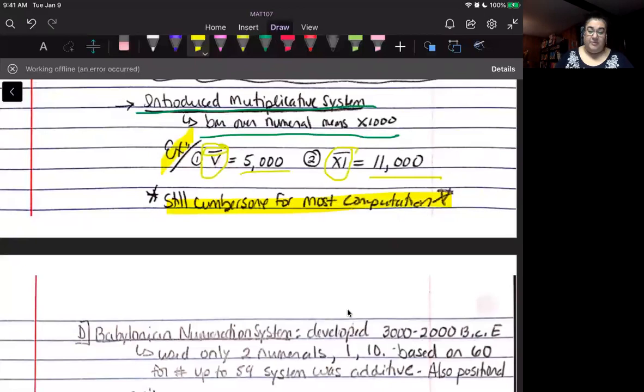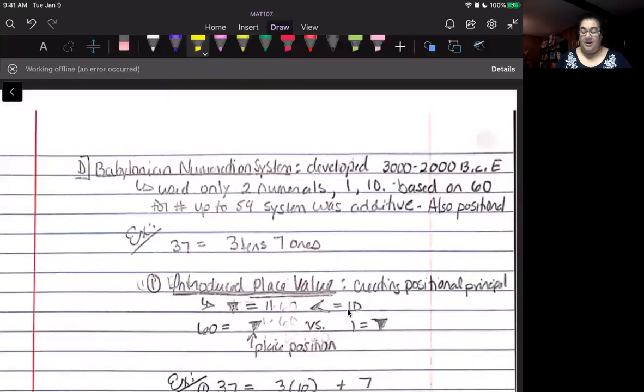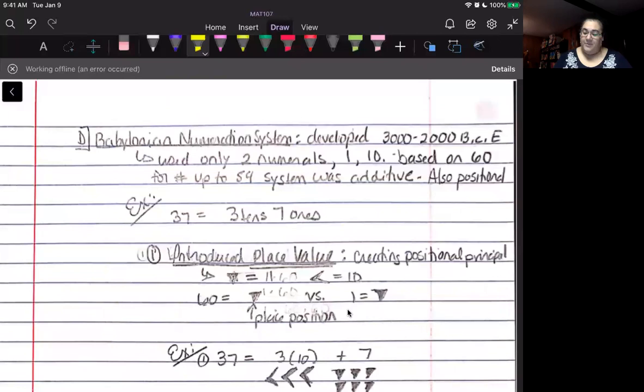Now, let's look at an even more ancient system than even the one we discussed before. Although there is some overlap with this system and the Egyptian system as far as the time when they were being practiced. And that is the Babylonian numerical system, okay? Their numerical system was developed sometime between 3000 and 2000 BCE, okay? Now, it only used two basic symbols, a symbol for 1 and a symbol for 10. One of the big differences here is that their system was based on the number 60. The systems we've discussed till now, including ours today, were based on 10. That's how we do our groupings.